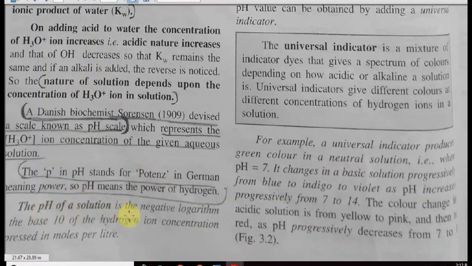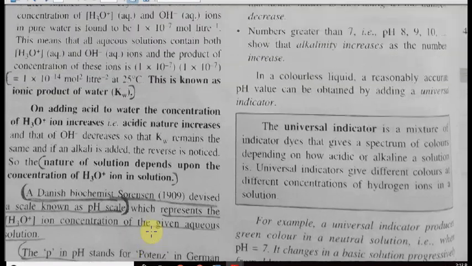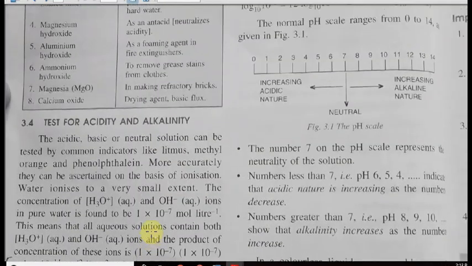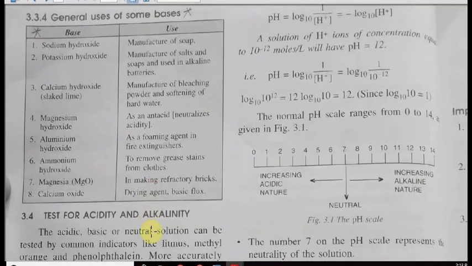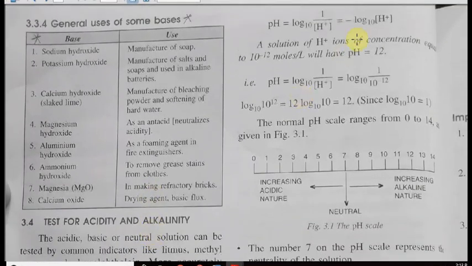The pH of a solution is the negative logarithm to the base 10 of the hydrogen ion concentration expressed in moles per liter. Now this is a purely mathematical equation, and the derivation of this formula is beyond your syllabus. The formula is: pH equals minus log H plus. The derivation is beyond your syllabus.